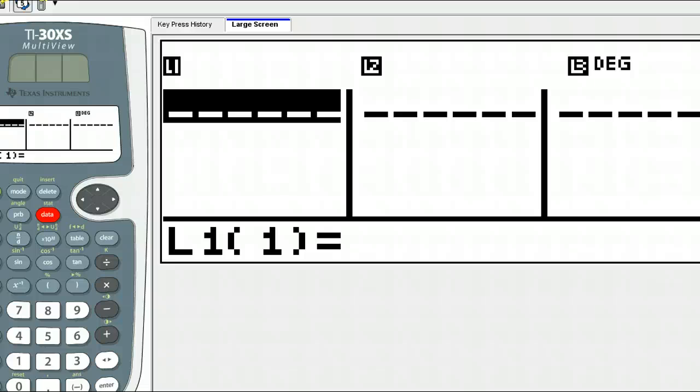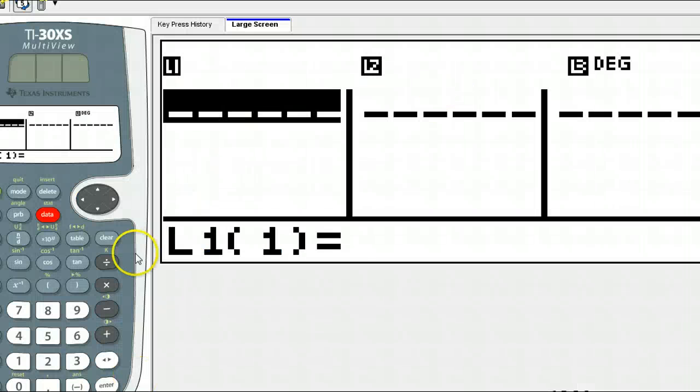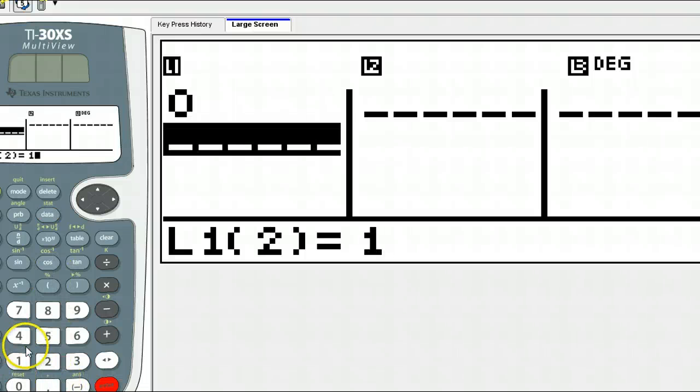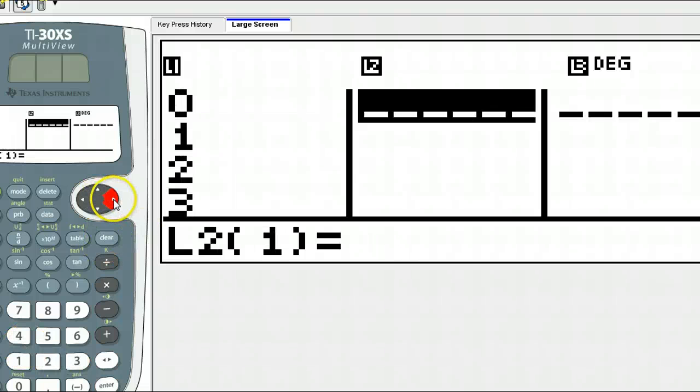So you would want to type your x values here. The 0, 1, 2, 3, 4. Those x values go in list 1. So just type 0, enter. 1, 2, 3, 4. Type them in. Now the second list, we want those to be all these probabilities.